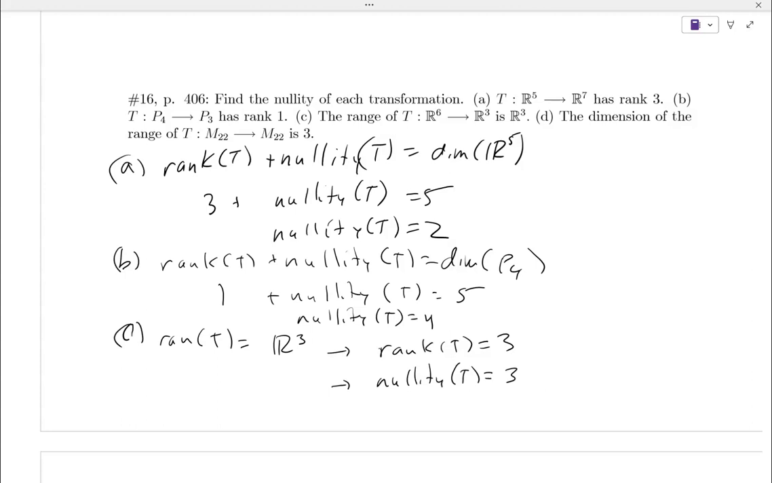Let's look at the last one here. They tell you the dimension of the range is 3. Dimension of the range is 3 tells you what about the transformation? Rank is 3, right? Dimension of your domain is 4. So the nullity has to be 1. Good, yeah, good. So for D, then, your nullity is 1.